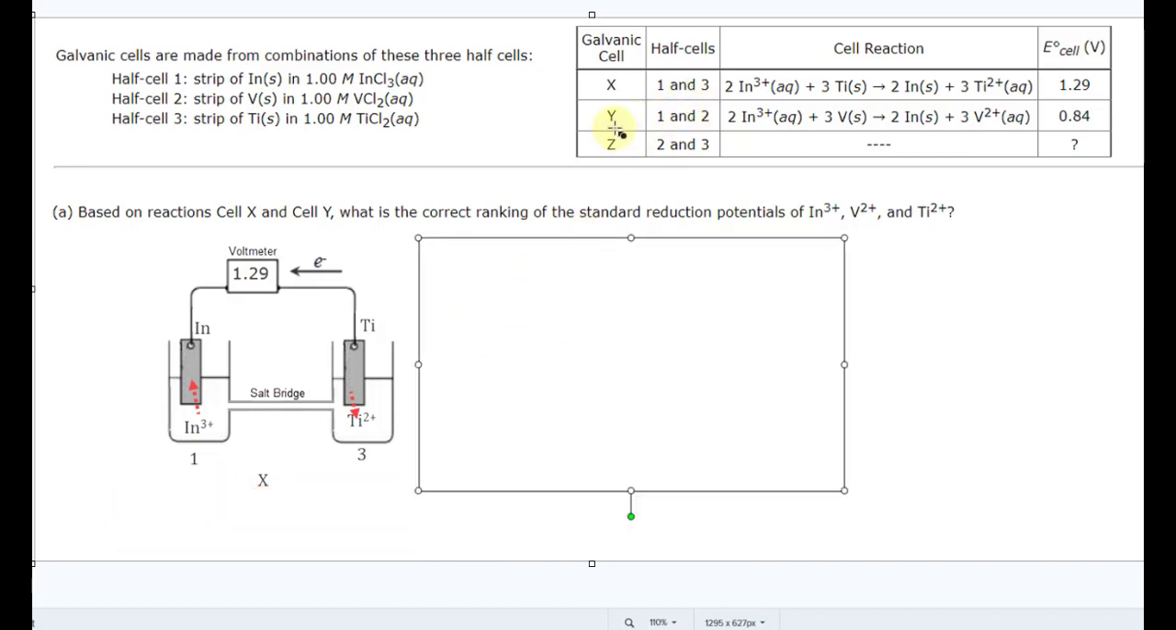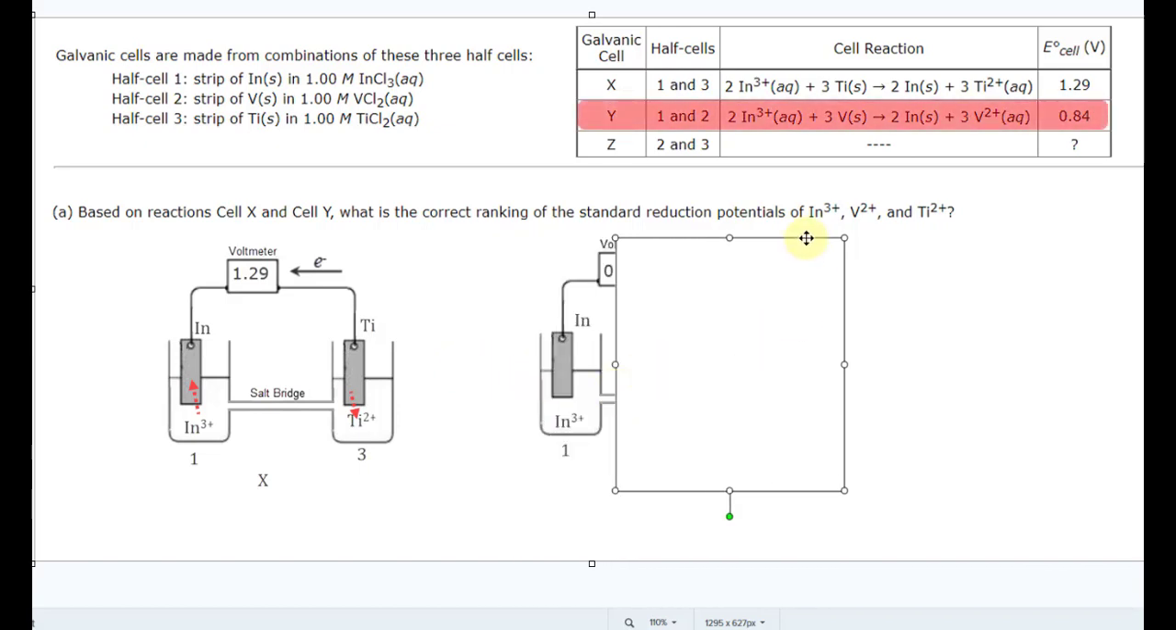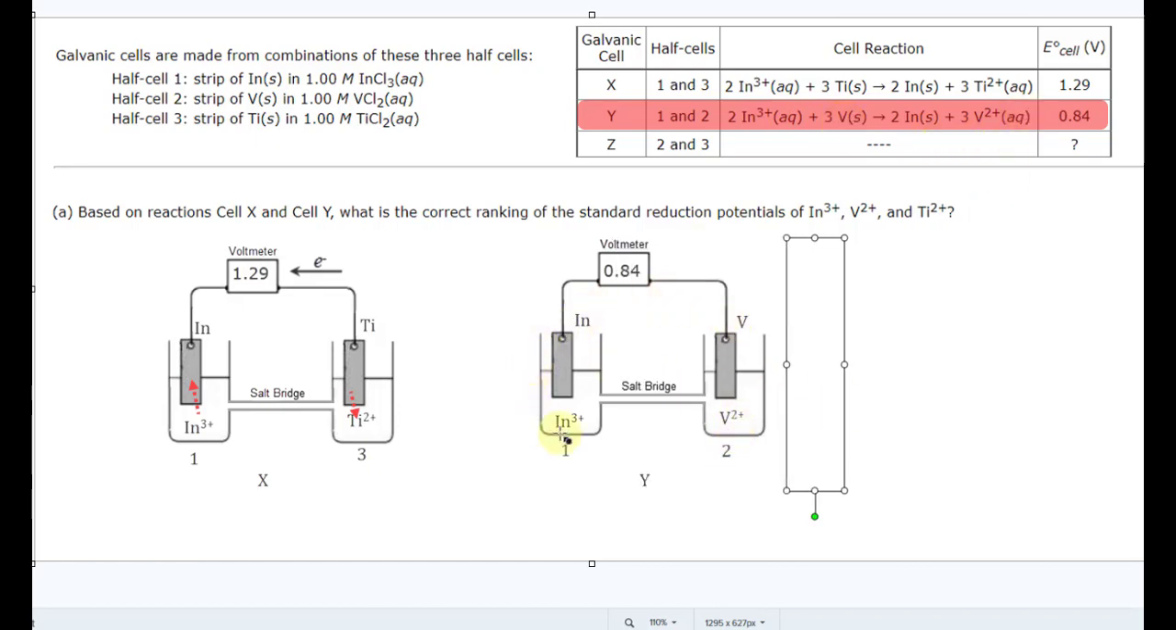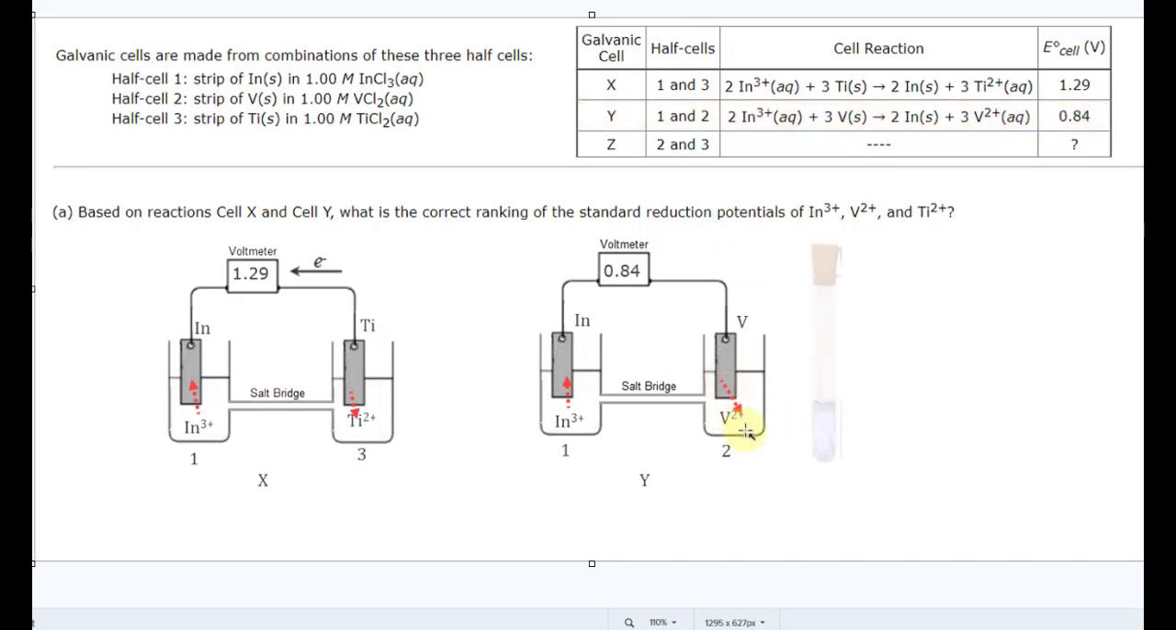So let's look at galvanic cell Y. And I've got my indium. Now it's attached to and reacting with vanadium. So my other half cell can be vanadium. And I look here again and say, oh, indium's ripping electrons off of vanadium, and it's got a voltage of 0.84. I've got my diagram, and I see my indium, arrow time, crystals growing, and my vanadium oxidizing away, producing a vanadium plus 2 solution, and I'll reveal my electron flow.